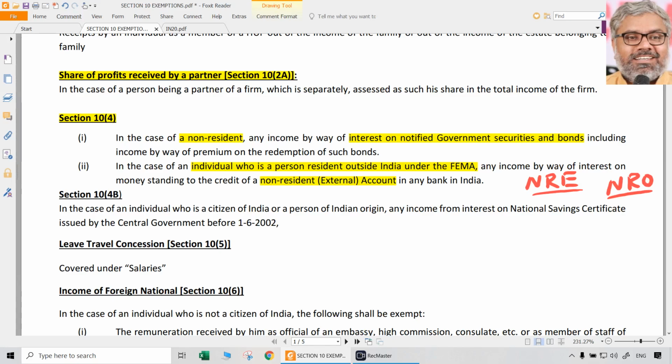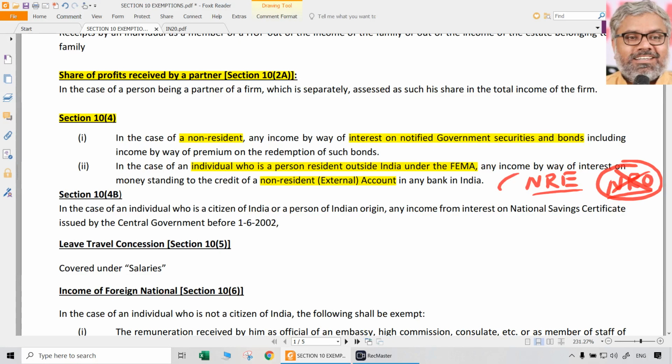But the point to note here is, NRE account interest is exempt from tax under section 10(4), but not interest on NRO account. NRO account is as good as a normal savings bank account opened by any other person like a resident in India. The only point is, the customer opening that account is not a resident, so we are calling it an NRO account. No tax benefits are there for NRO account, but for NRE account, whatever interest or income is earned on that NRE account is completely exempt from tax under section 10(4).